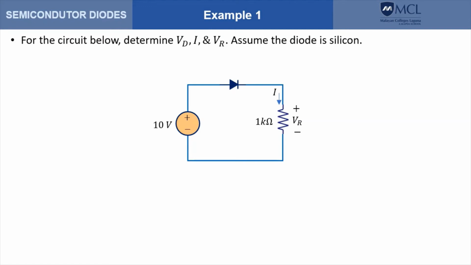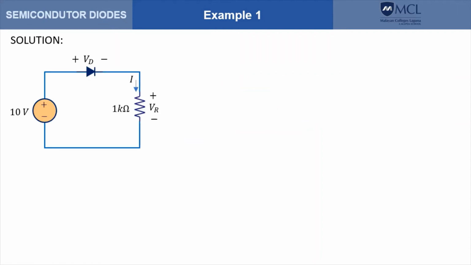So we have a resistance that is 1 kilo ohm connected to a 10 volt source via a diode. The diode is a silicon, so therefore it has a turn-on voltage of 0.7 volts. We're required to determine the voltage across the diode, V sub D, the current through the circuit, and the voltage across the resistance. First we need to identify whether the diode is in the forward bias condition or reverse bias.